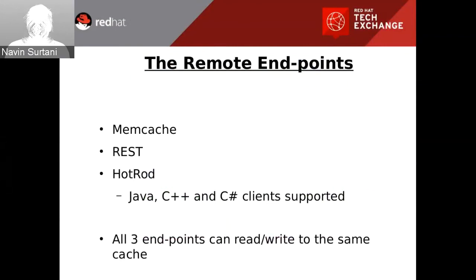It's also important to note that all three endpoints can read or write to the same cache. So within one JVM, you can have your memcache endpoint, your REST endpoint, and your Hot Rod endpoint all running, and they can talk to the same cache and perform the same operations on it.